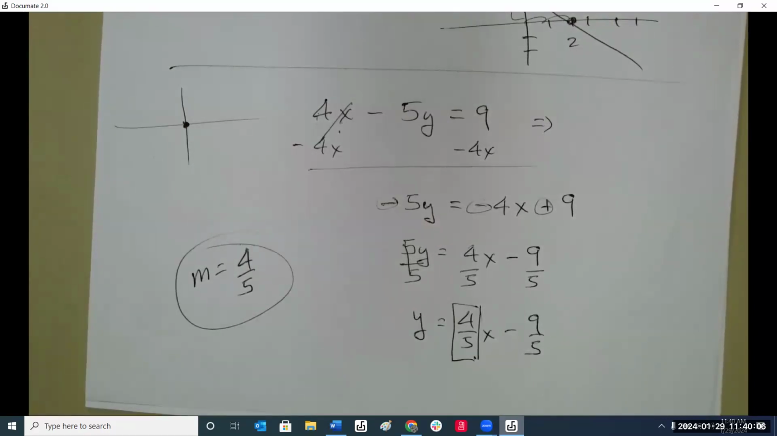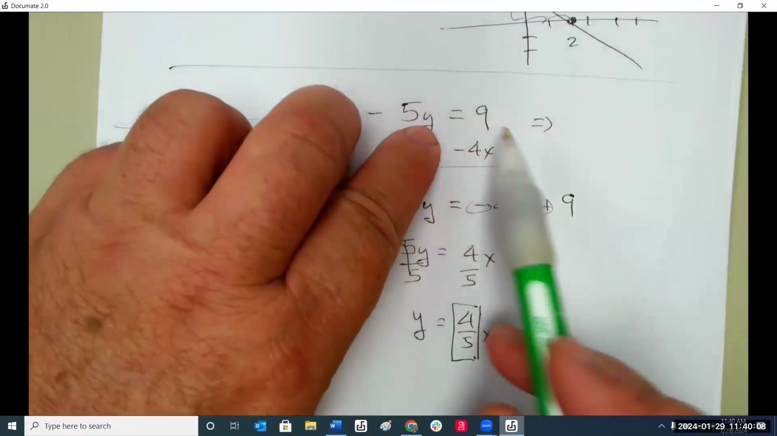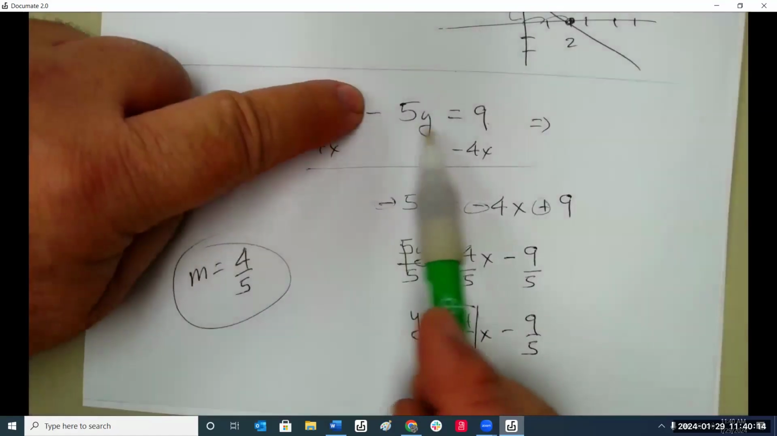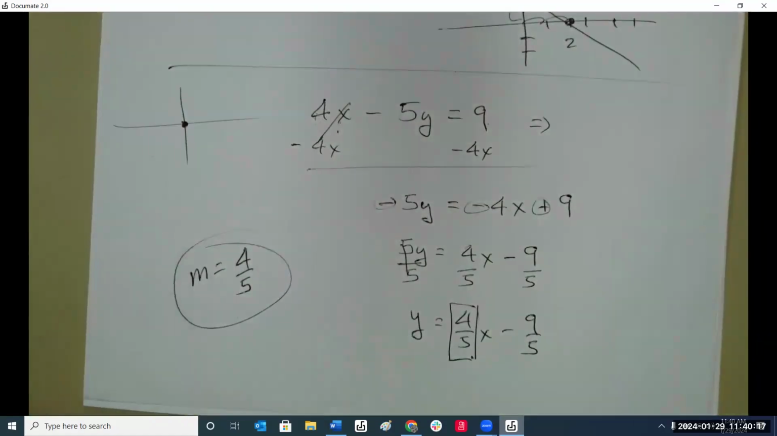We can't use the origin because 0 is not equal to 9. We can't use the intercepts because negative 5/9 is not going to be a good point, or 9/4 won't be a good point. So how would we go about finding a value that we can use?